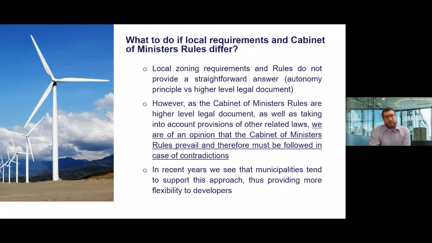So what can be done if there are such contradictions? Unfortunately, local zoning requirements and general rules do not provide a straightforward answer, because from one side there is the autonomy principle of municipalities, which allows them to set zoning requirements at a local level. However, from the other side, there is this higher level legal document, which is the Cabinet of Ministers rules. And according to general principles of law, it should be applicable directly.